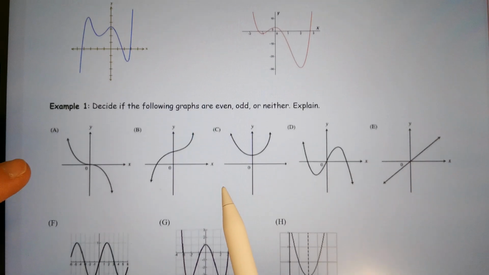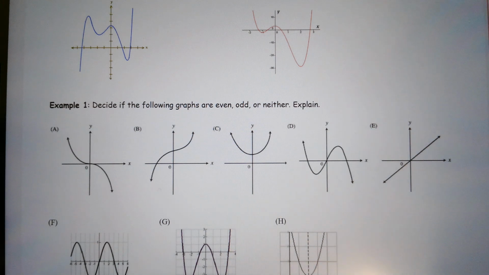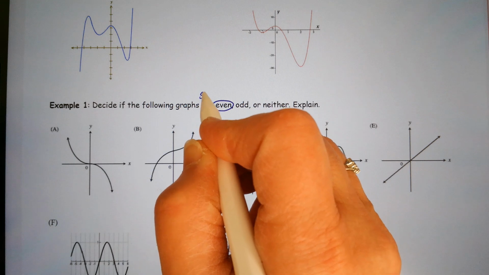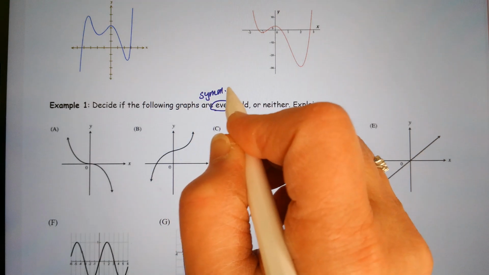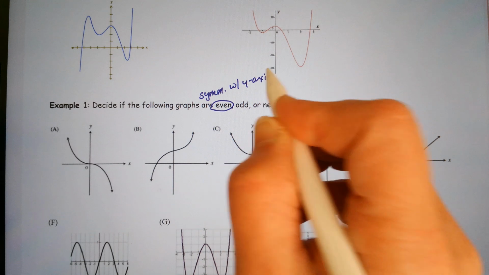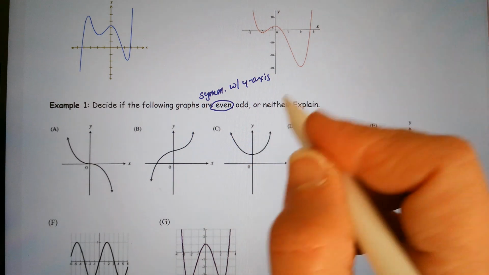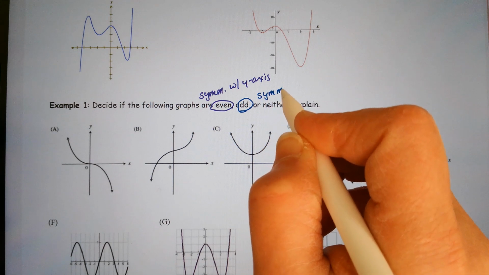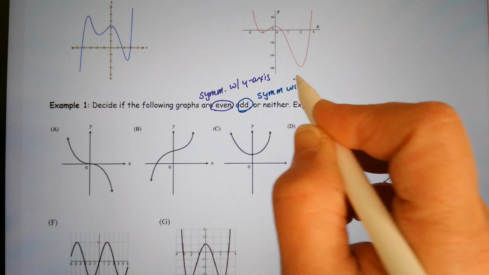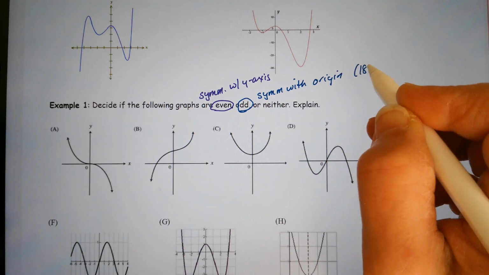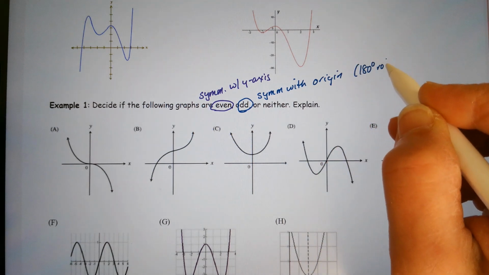Decide if the following graphs are even, odd, or neither. Let's remember. Even: symmetric with the y-axis. Odd: symmetric with the origin, which is the same as 180 rotational symmetry.